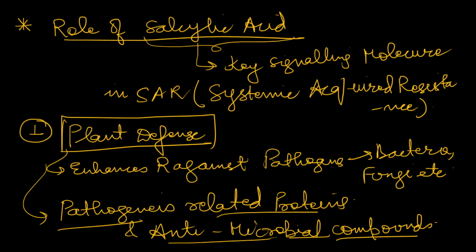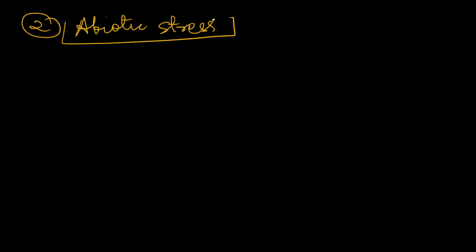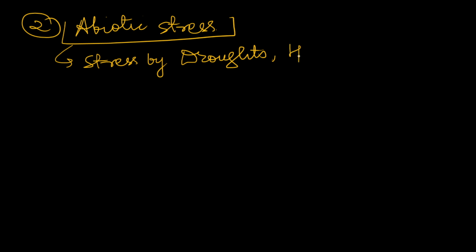Secondly, it also has roles in abiotic stress. So you see that brassinosteroids had a role only in abiotic stress, but this one has a role in biotic stress too. Biotic stress is from pathogens, living things, and abiotic stress is stress from non-living things. So it has a role in both of them. It protects the plant from biotic stress such as pathogens and other things, and abiotic stress also, such as stress by droughts, heat, etc., heavy metal stress. So here what it does, it regulates stress responsive genes and antioxidant systems.